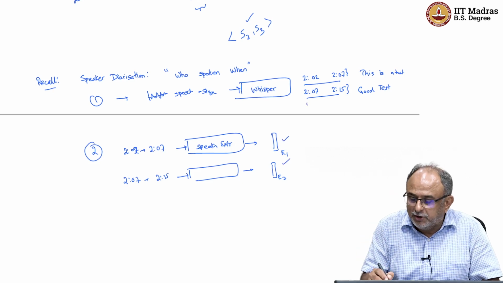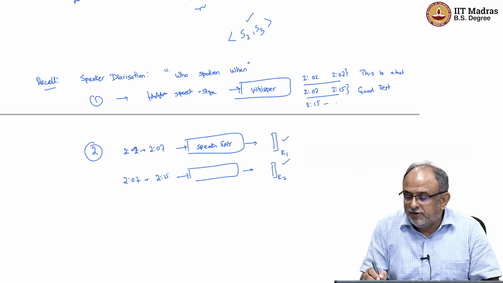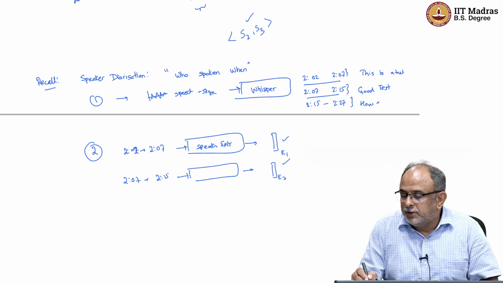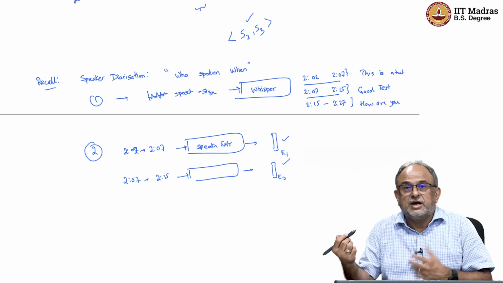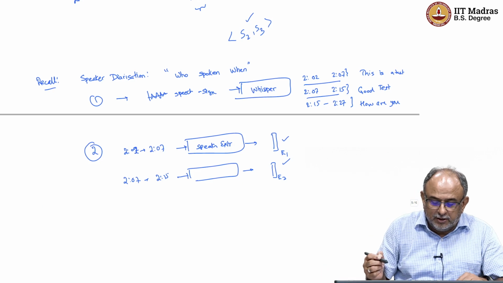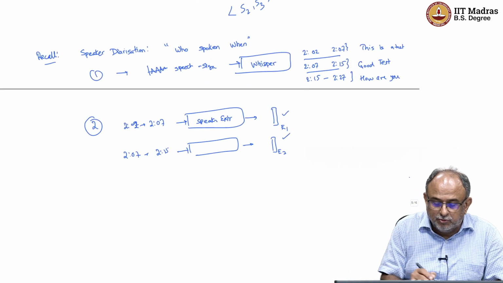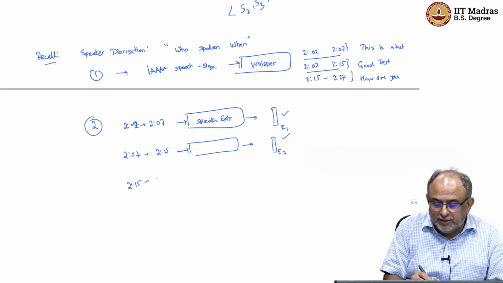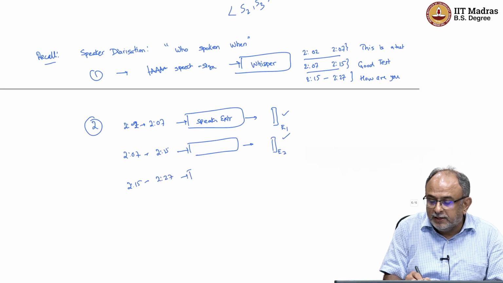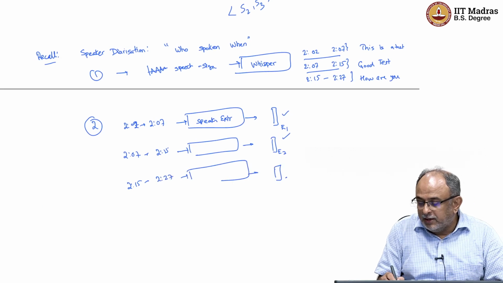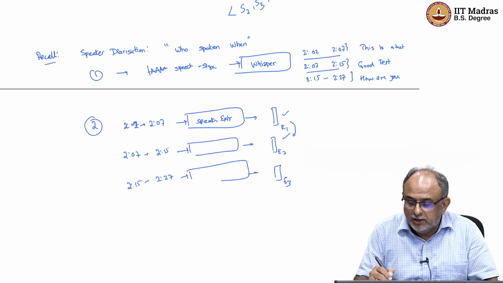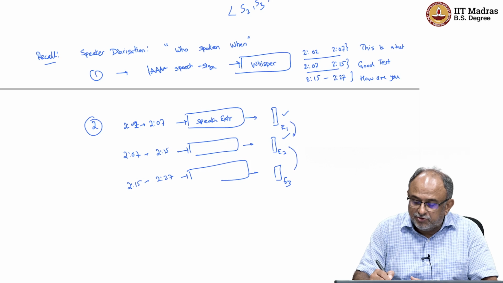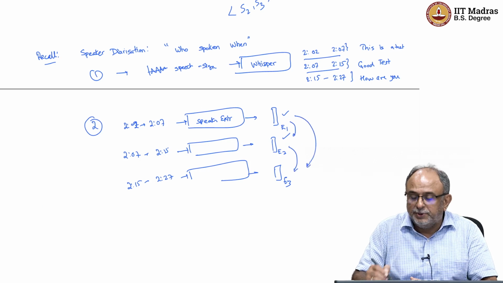Then it can be 215 to 227, "How are you?" So these could have been spoken by the same speaker or different speakers. I don't know that. Again, I am going to take this 215 to 227 and get an embedding. Now, how do I know whether these two are the same speaker or different speakers?